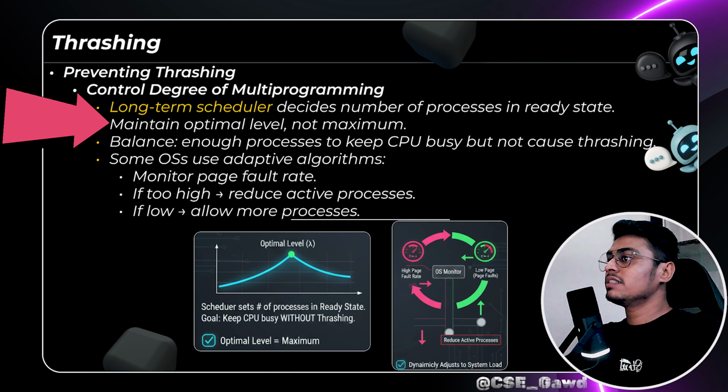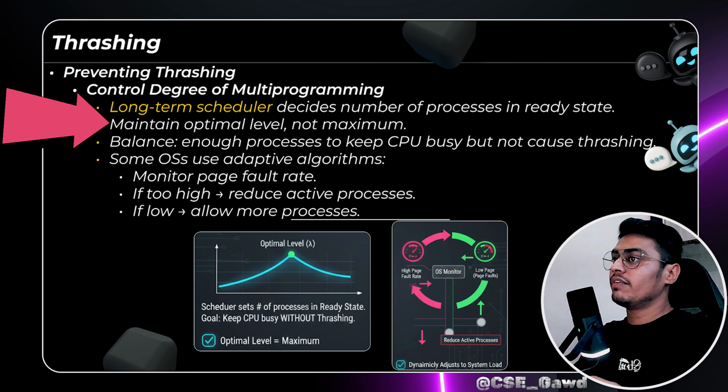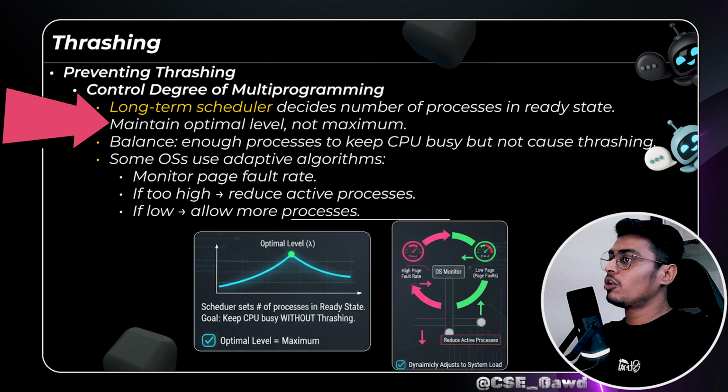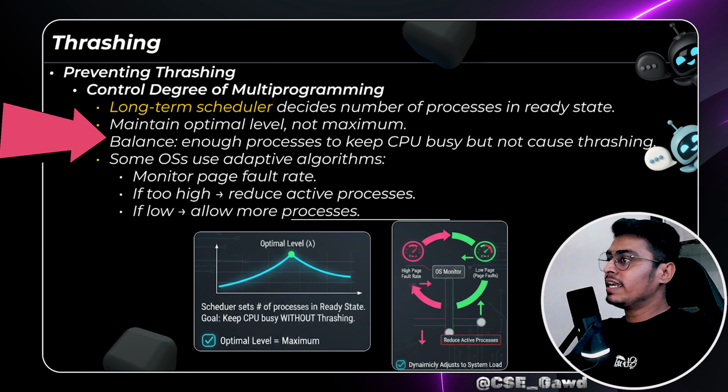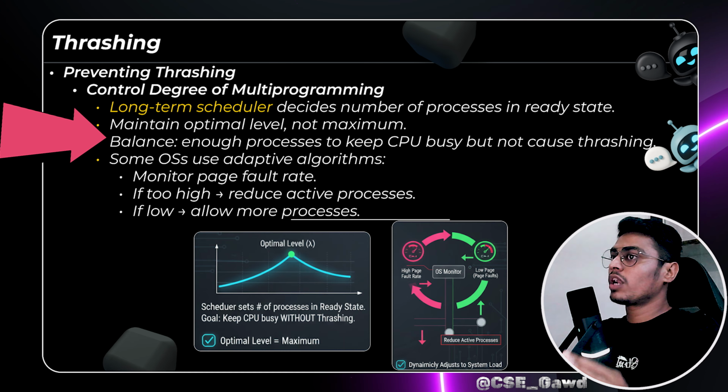Instead of maximizing the degree of multiprogramming to its absolute limit, we can configure the long-term scheduler to maintain its optimal level. Now, this optimal level provides enough processes to keep the CPU busy when some processes block for IO operations, but not so many processes that excessive page faults cause thrashing. The key is finding the right balance point, the degree of multiprogramming that maximizes CPU utilization without triggering excessive page faults. This is the key.